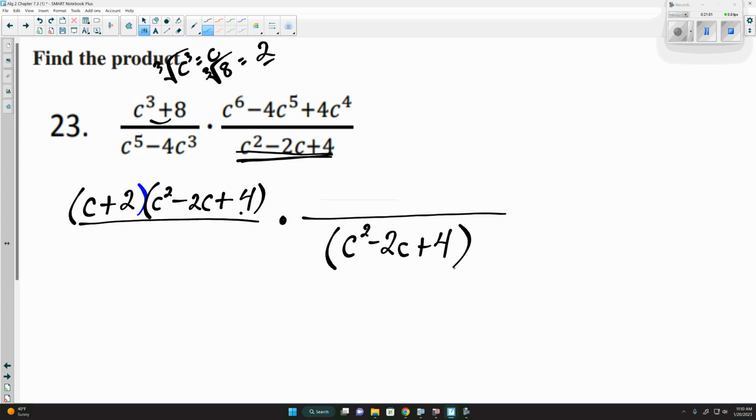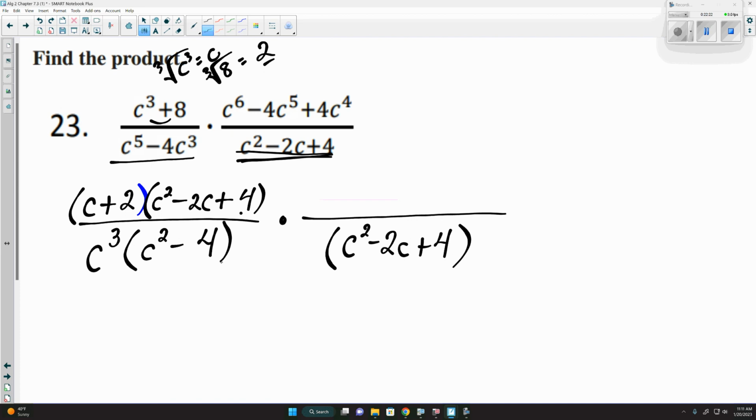Let's look at the denominator of the first one. C to the fifth minus 4c cubed. Is there a greatest common factor between those two terms? C, what power? Because both of them have at least 3, so we can pull those out. If we factor a c to the third out of c to the fifth, we're left with c squared minus 4.